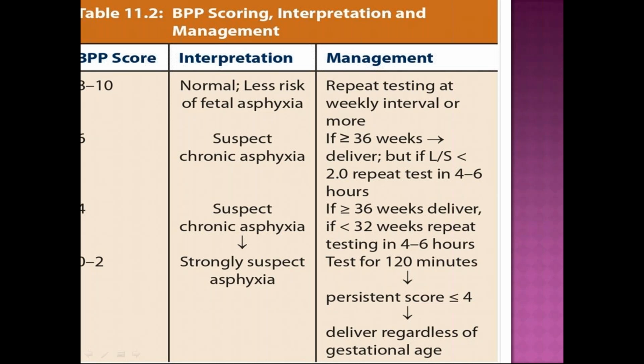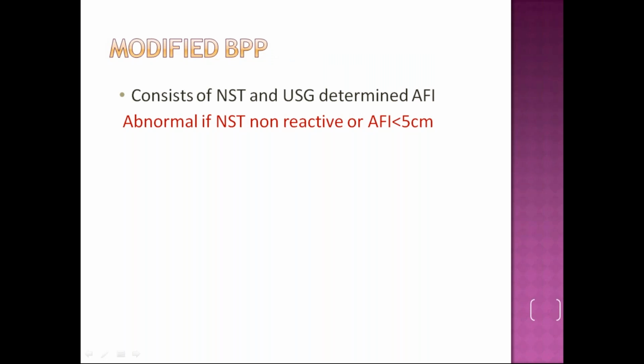Suspicious again if the score is less than 4; the baby is suspect. If it is less than that, again deliver. Otherwise, constant monitoring is required. If it is less than 2, it is better to deliver this baby irrespective of the period of gestation, because otherwise the baby will die. This is the interpretation of the scoring we will do.